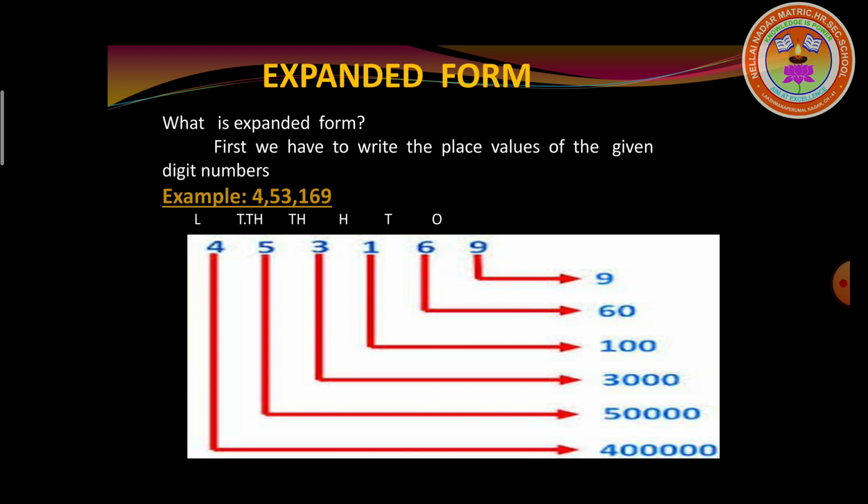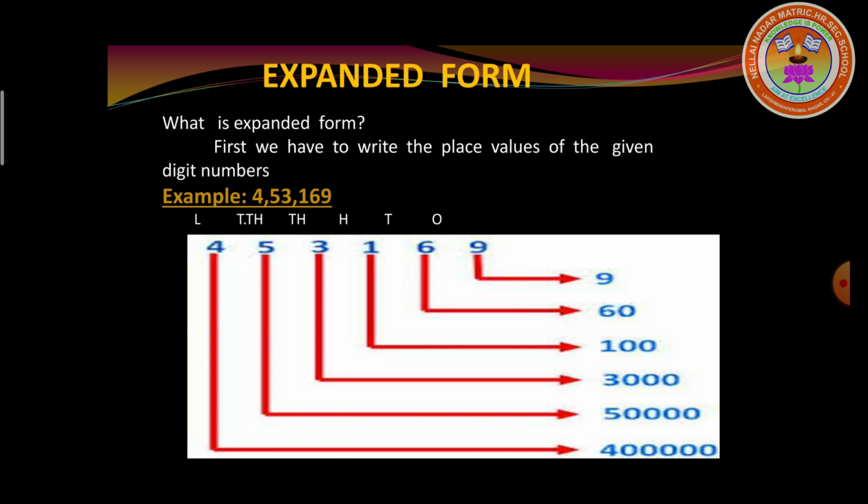So this 9 belongs to the ones place, so I have multiplied 9 into 1. 6 belongs to the tens place, so 6 into 10, 60. 1 belongs to the hundreds place, so 1 into 100, 100. Then 3 belongs to the thousands place. So 3 into 1000, 3000. Then 5 belongs to the ten thousands place. So 5 into 10,000, 50,000. Then 4 belongs to the lakh place. So we will get 4 lakh.